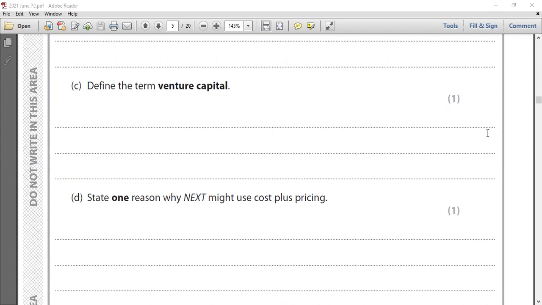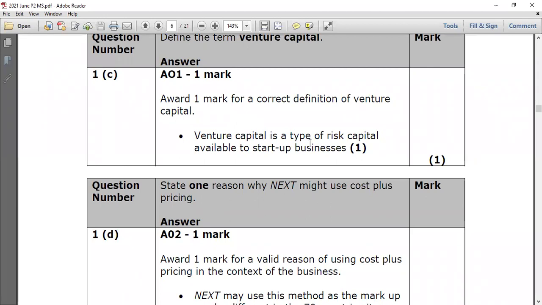Marking scheme says venture capital is, you can see the definition, a type of risk capital available to startup businesses. 1 mark. If you just say venture capital is money given for the businesses, that's wrong. You have to say specifically for startup businesses, and it's a risk capital. Why do we call it risk capital? Because they are taking a risk investing in new business ideas, because we don't know whether the business idea is going to succeed or fail. So that's why venture capital is a type of risk capital available to startup businesses, right? That's the 2021 June recent paper, question number 1C, define question.